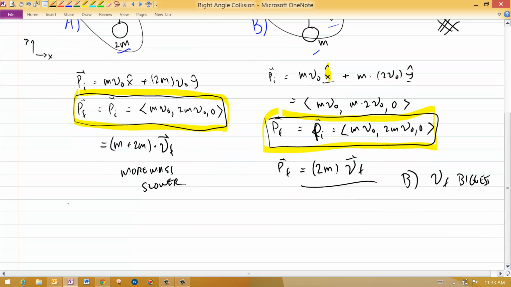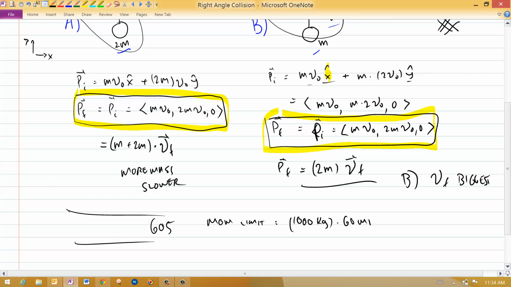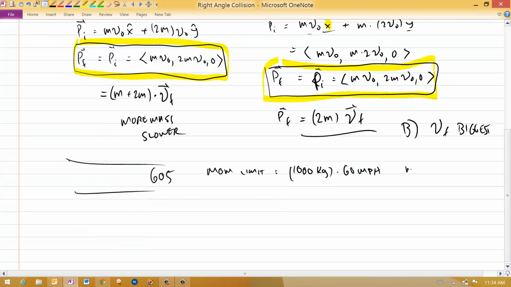You can think about it this way. If on the 605 freeway there were a momentum limit, let's say a car is maybe 1,000 kilograms, and we'll multiply that times 60 miles per hour. If you had a 1,000 kilogram car, it could go 60 miles an hour. That would be its momentum limit. So I've got a car, m equals 1,000 kilograms. Its v top would be 60 miles an hour.